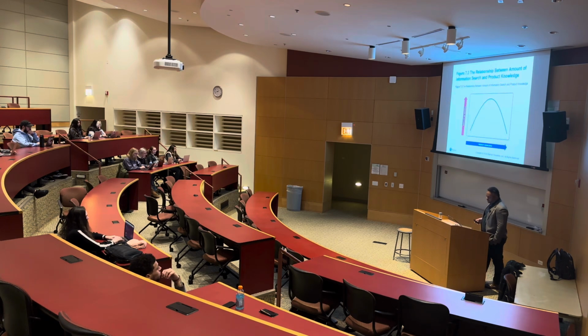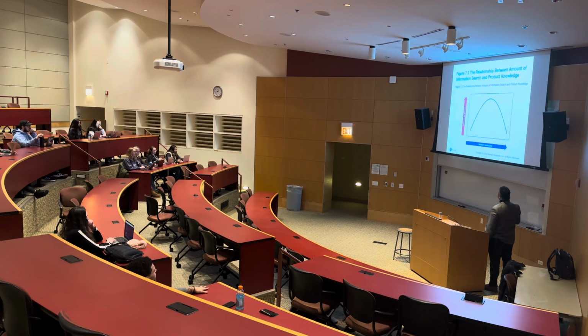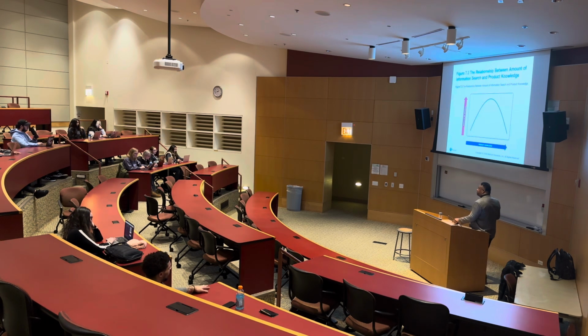The relationship between the amount of information search and product knowledge. We have product knowledge on the x-axis and amount of search on the y-axis, right? So low product knowledge, low search, and we go up. Higher search, the more product knowledge we get. At some point, the human mind gets too saturated with alternatives, such as with TikTok, such as with Instagram. You're bombarded with so many things that you can't even make a choice.